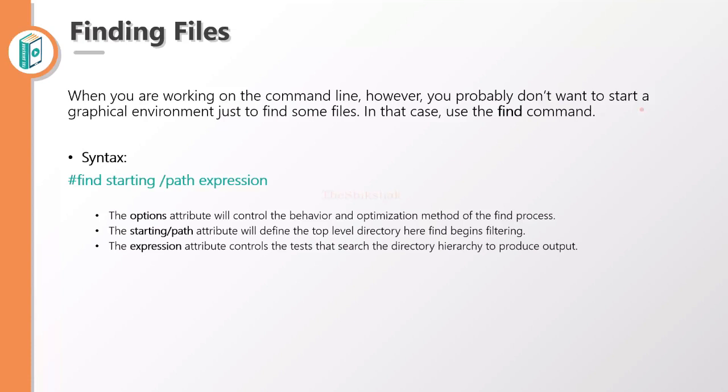This will actually define your top level directory where find begins filtering. Meaning we have to mention here in which directory we want to find something, so that it will be easy for the system to find. Now last is expression. This attribute controls the tests that search the directory hierarchy to produce output. And whatever we finally want to find has to be defined in the expression.